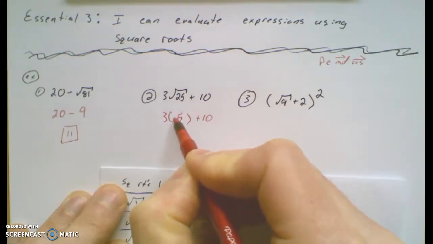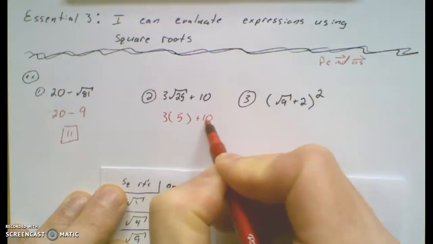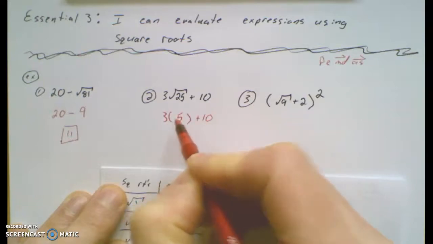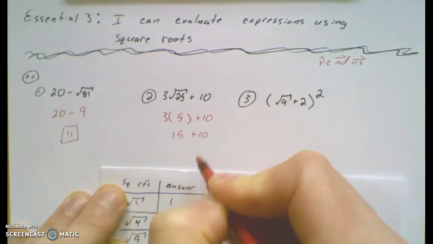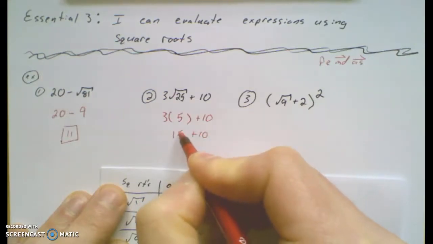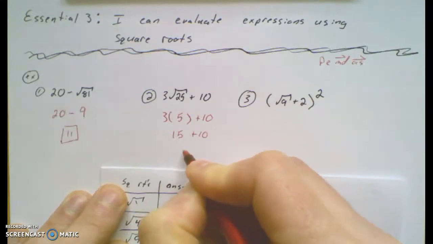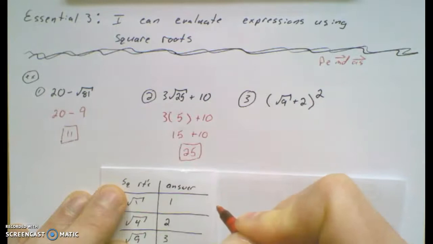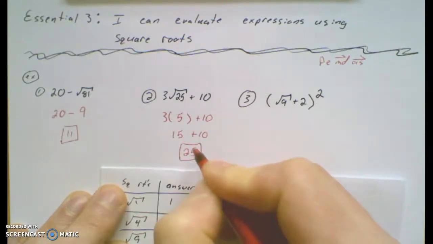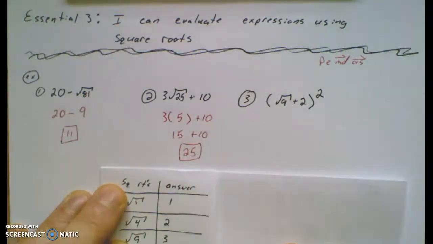And then next we do multiplication before we do the addition. So 3 times 5 is 15 plus 10. And then 15 plus 10 is 25. And we are all done, because we got a single number.